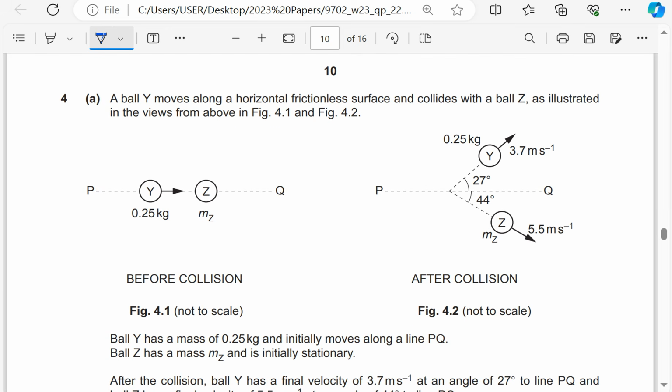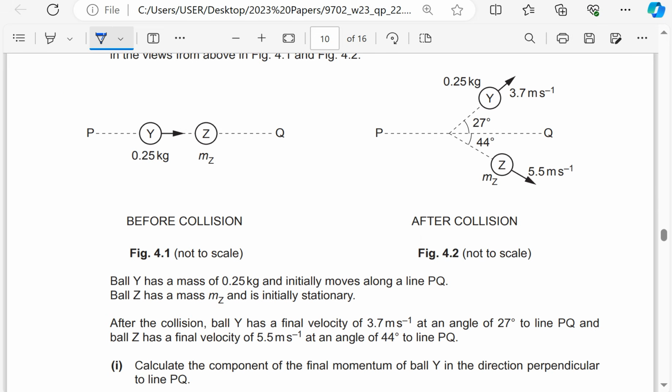A ball Y moves along a horizontal frictionless surface and collides with the ball Z as illustrated in the views from above. Okay, so this is initial condition, then after the collision.